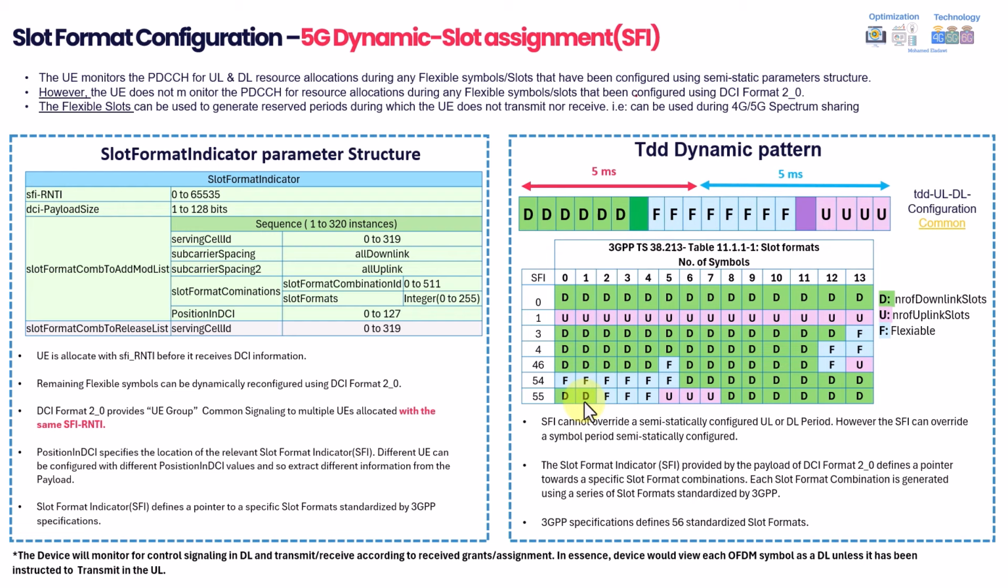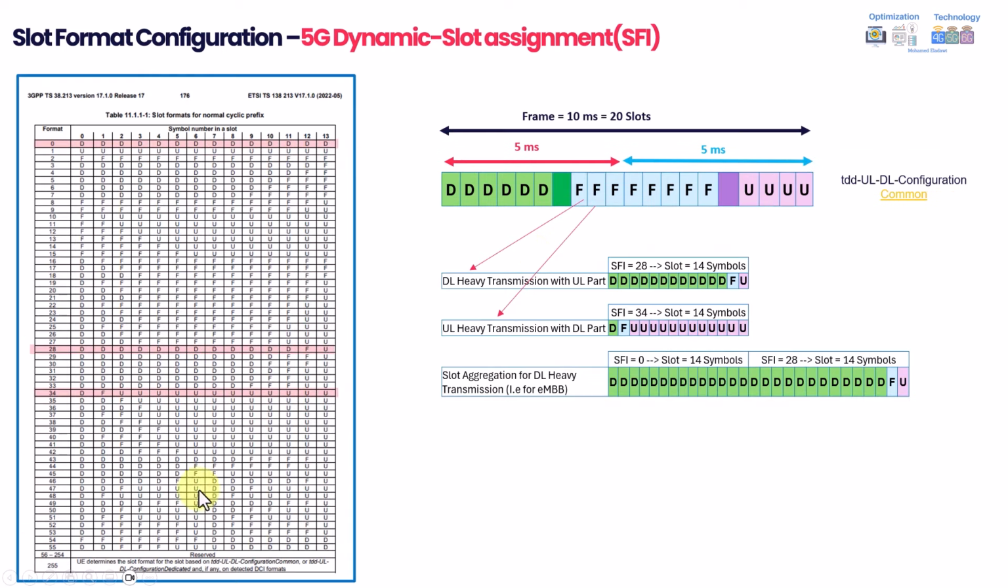Now let me give you a quick example about this part, and I'll also show you the complete 3GPP table just to give you more details. Whenever you need to look into it, this is the table number, and this is the 3GPP version. So this is the complete 3GPP table, as you can see here. It goes from 0 to 55 combinations.